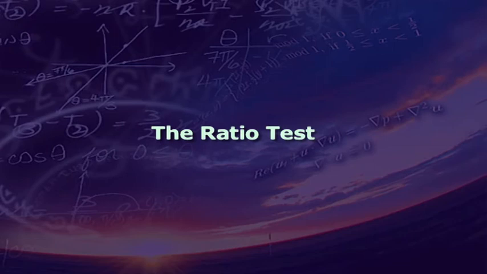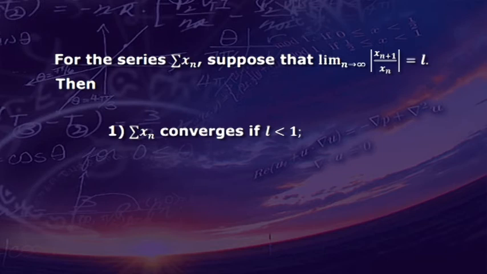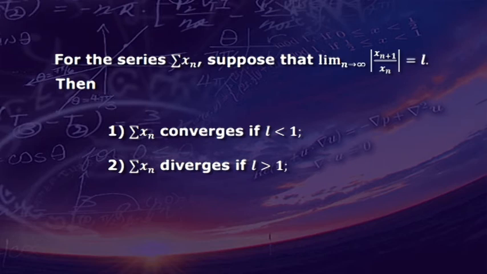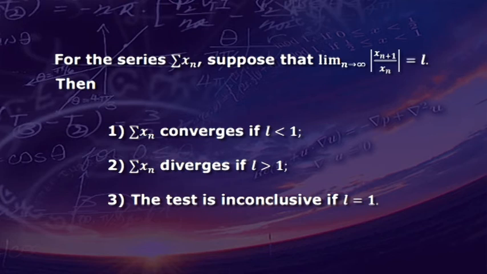The ratio test. For the series sigma x_n, suppose that the limit of mod x_(n+1) over x_n is L. Then number 1, sigma x_n converges if L is less than 1. Number 2, sigma x_n diverges if L is greater than 1. And number 3, the test is inconclusive if L is equal to 1.